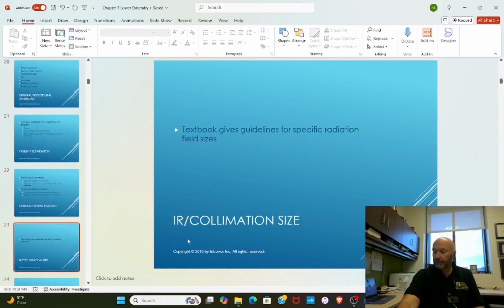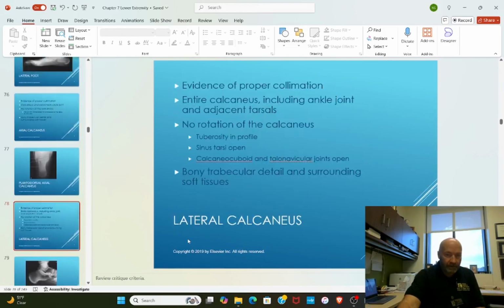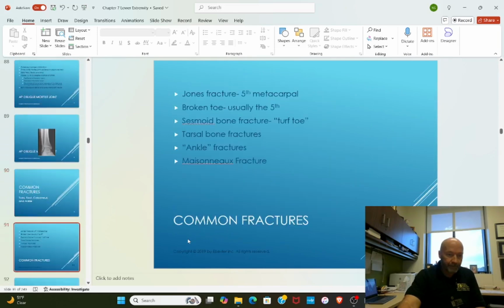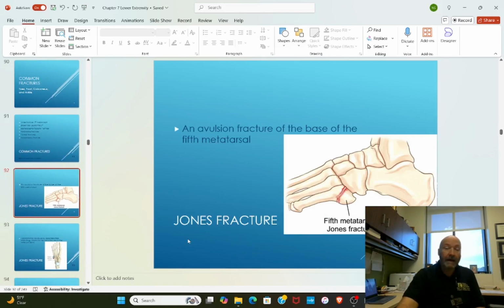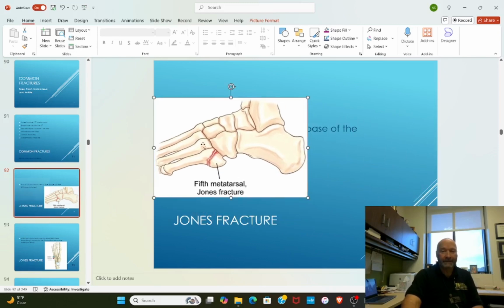So I'm going to skip from here down to slide number 92, and that is where our next anatomy portion picks up. Actually, that's where the fractures set in. We talked about some of these fractures in the lecture, and you can see that in that first positioning video. A Jones fracture is a fracture of the fifth metatarsal. It's the base of that fifth metatarsal. You break that tubercle off.